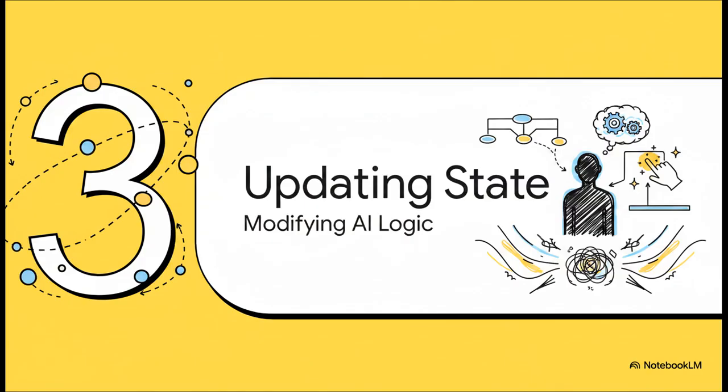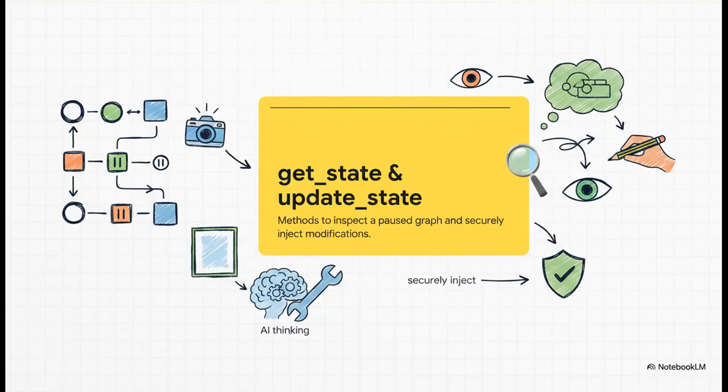Because here is where things get truly fascinating. See, while time is frozen, the human operator doesn't just have to sit there passively watching. They literally have the power to alter reality before the AI proceeds. We do this using 2 incredibly powerful methods, get state and update state.